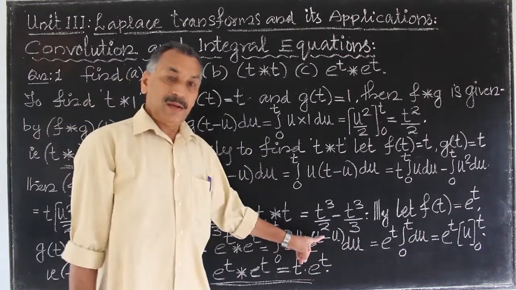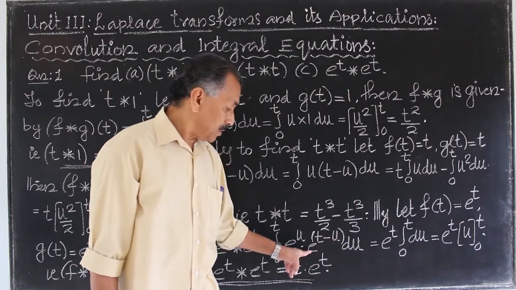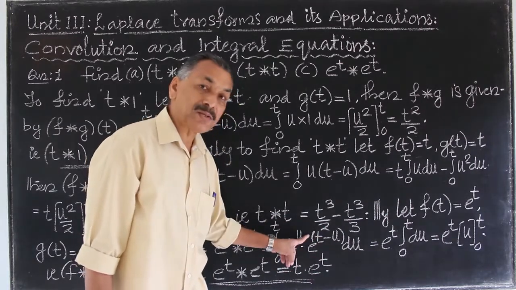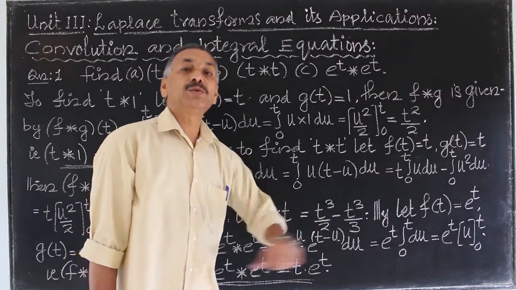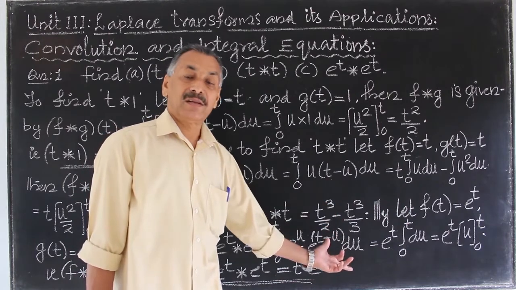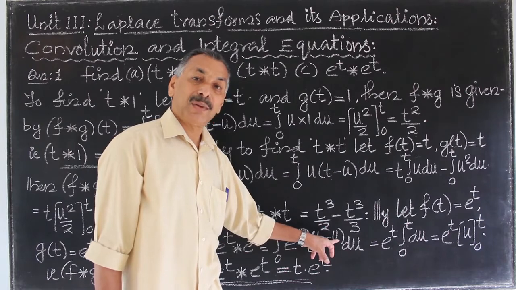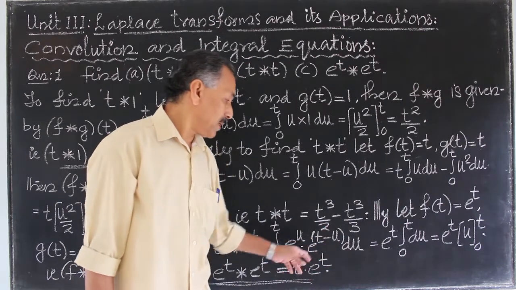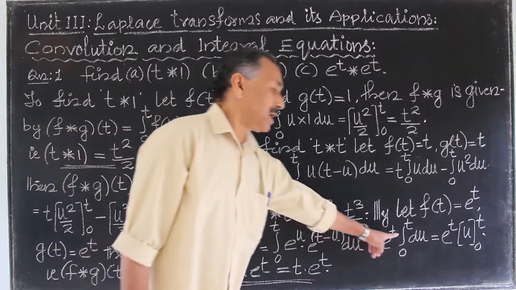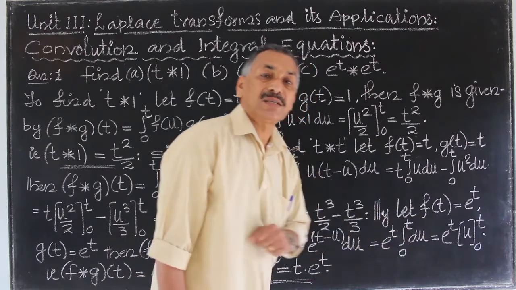Multiply e raised to u with e raised to t minus u. This is a raised to m times a raised to n, which is a raised to m plus n. So that is e raised to u plus t minus u. The u minus u cancel, giving e raised to t, du. Then e raised to t comes outside, because the integration is with respect to u, and t is a constant outside.